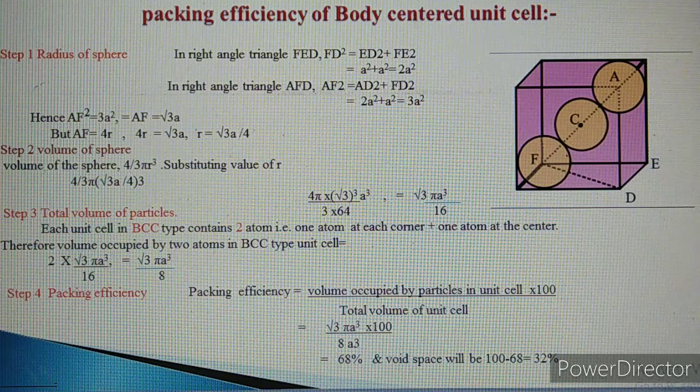Again I will repeat, what should be the question? Either an MCQ, what about the packing efficiency, or how much is the void space present in a BCC type unit cell, or explain the packing efficiency of a body centered unit cell. In such a case you have to draw that figure, a simple figure, and then step 1, step 2, step 3 and step 4.